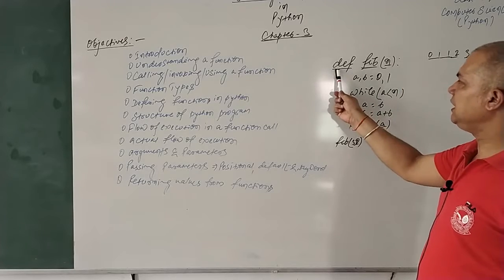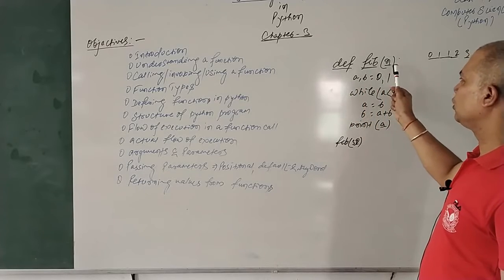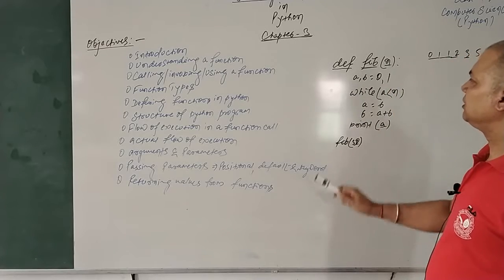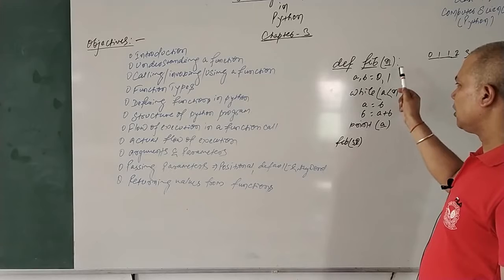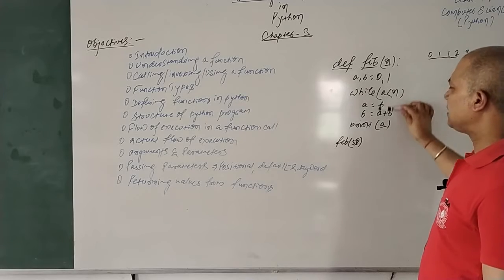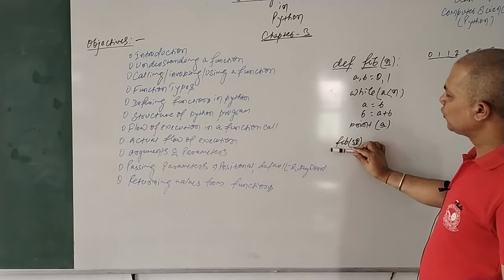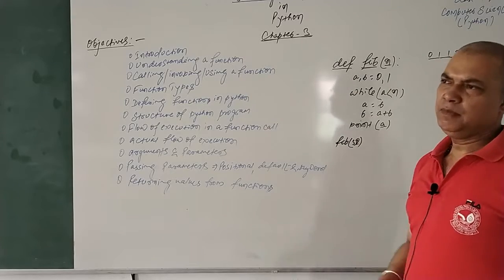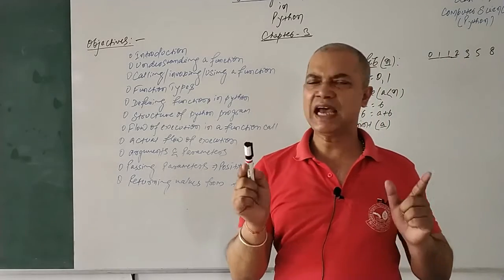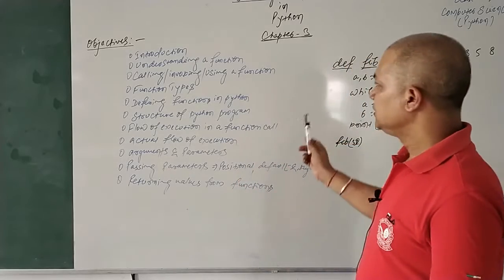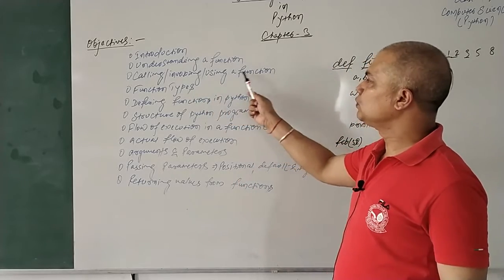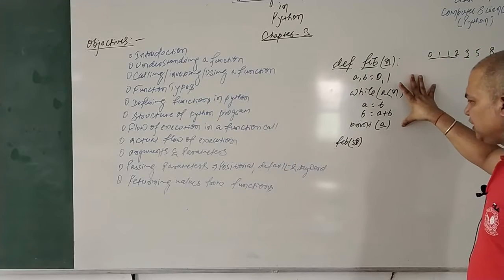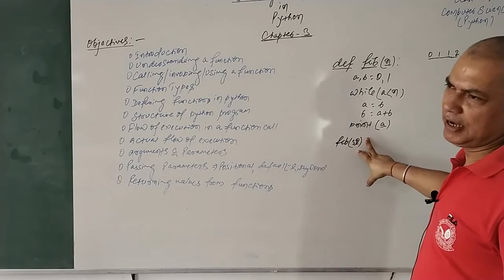Simple structure is def, space, function name, open close braces. Inside it there may be a parameter, there may not be a parameter, and then the function body. These are called the function body. It may have a loop also, may have some other statement also. And once you want to call it, simply write the function name and then the parameter, if the function definition has a parameter. This is what calling, invoking, using a function. So you must have a definition of the function, and after the definition you can call it anywhere.